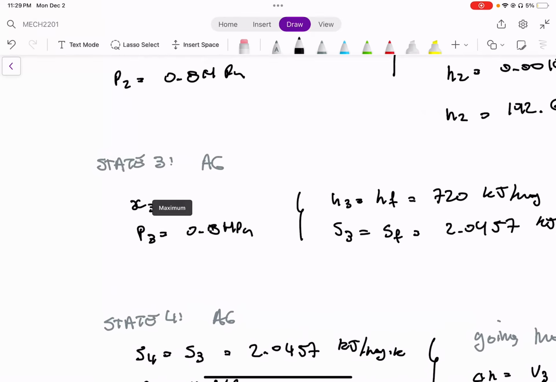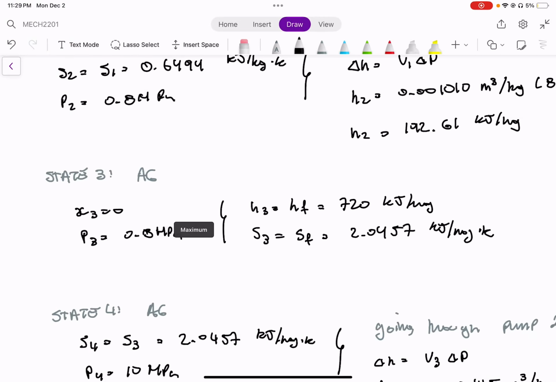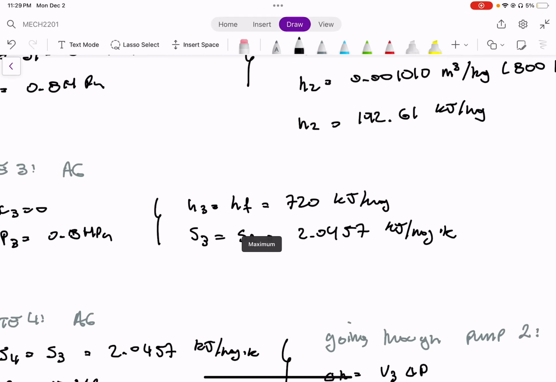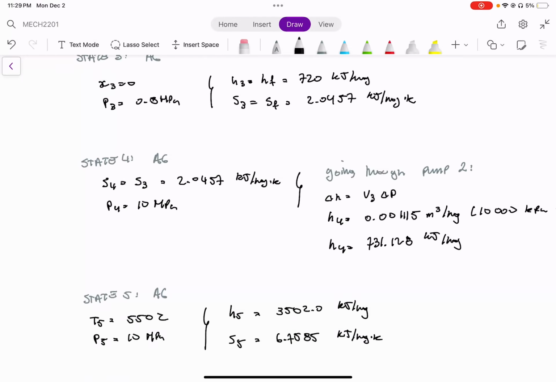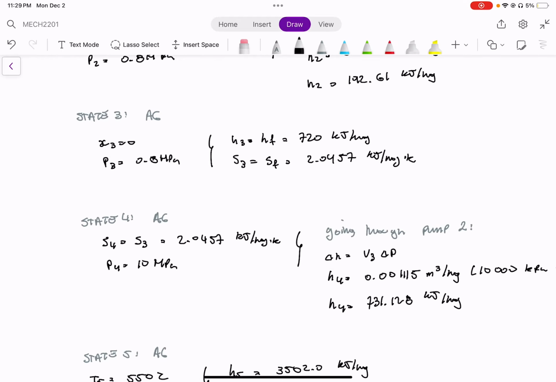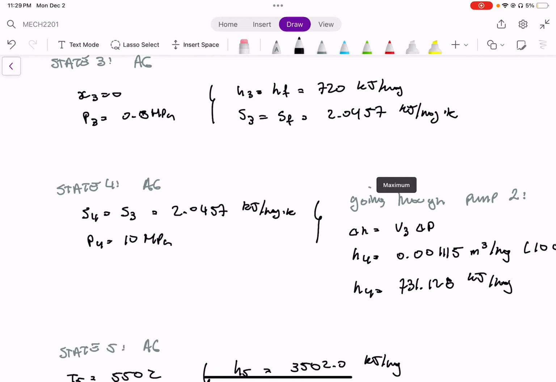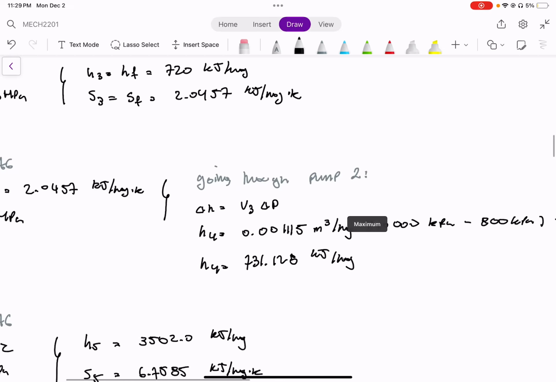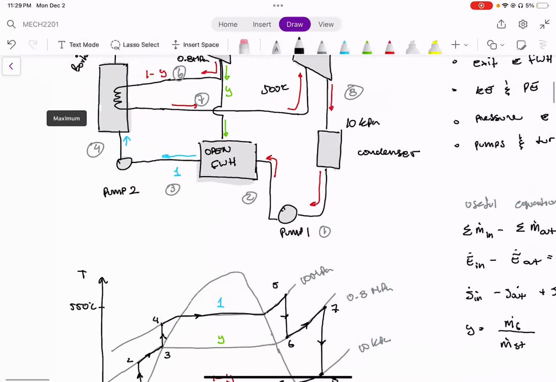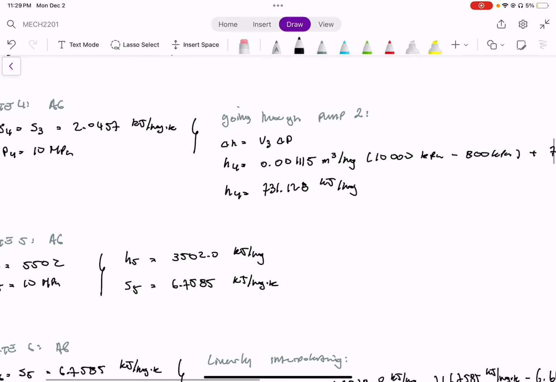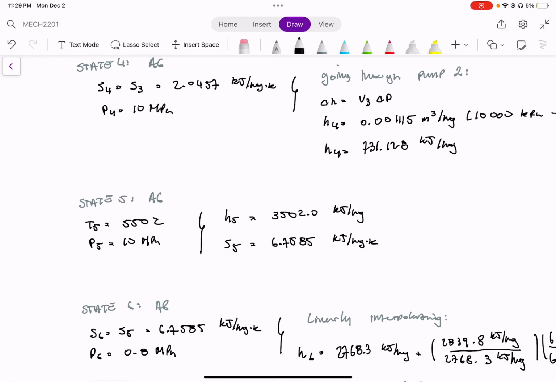Here we're just looking at table A6 with these given values, which is a superheated table. We're going to find the H3 and S3, which is equal to hf and sf. At state 4, also using A6, we're going to see that S4 equals S3 because of the assumptions that we made. Plus, we can find the pressure at 4 is 10 MPa. Because it's going through pump 2 right here, we can use the same equation but with a specific volume.